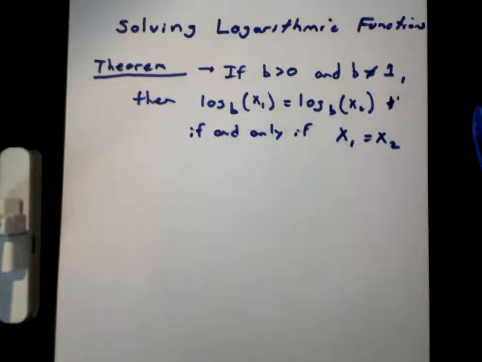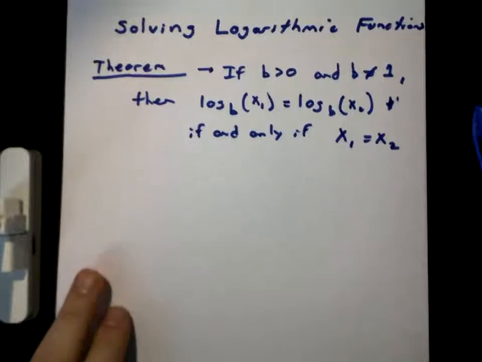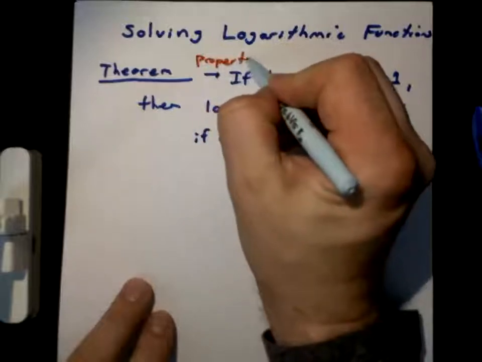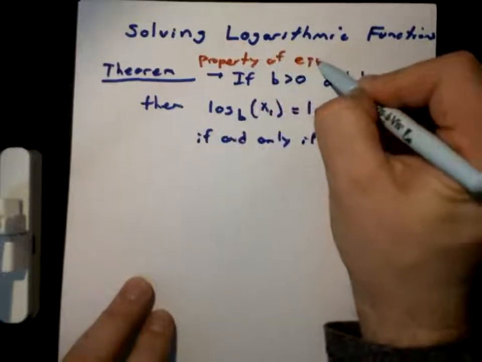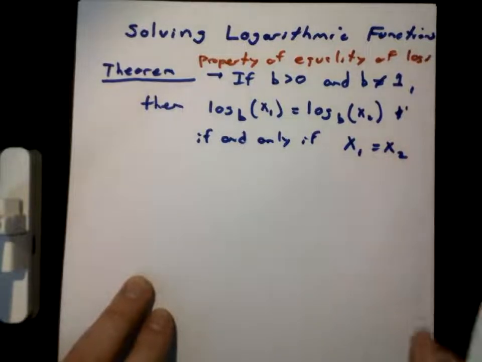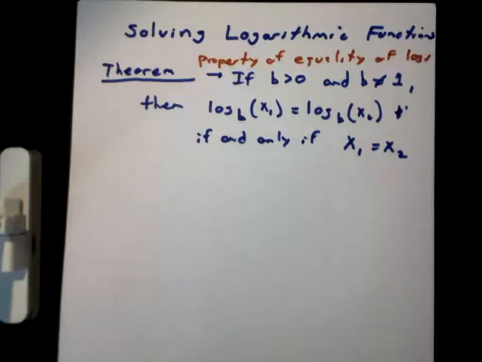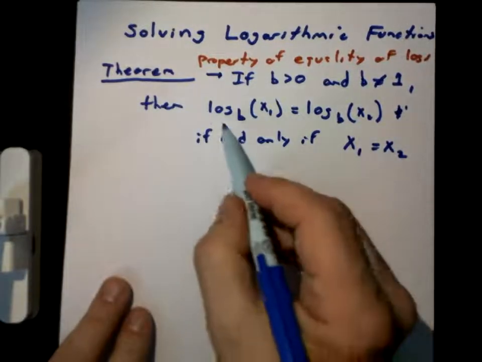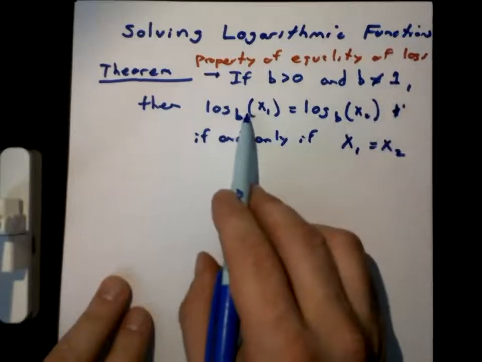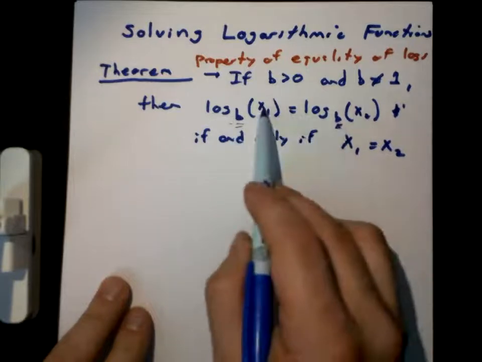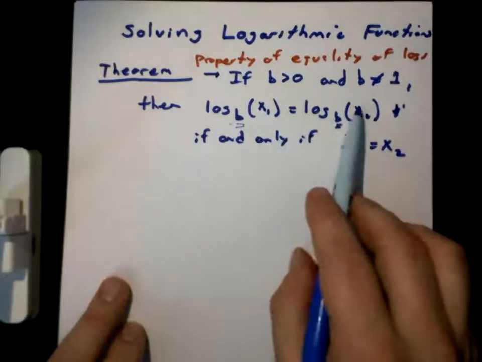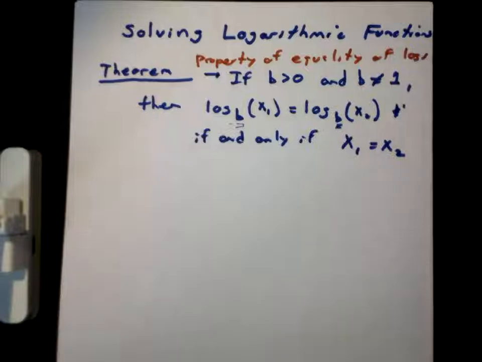So the theorem of equality of logarithms, and I don't know if you remember this or not, this is called the property of equality of logs. So equality means equal, and this is saying if b is greater than 0, but b is not 1, we can say that, okay, we have the same bases. We can say that x1 is equal to x2. If these are different bases, then we cannot do this. So we can't do this with different bases.